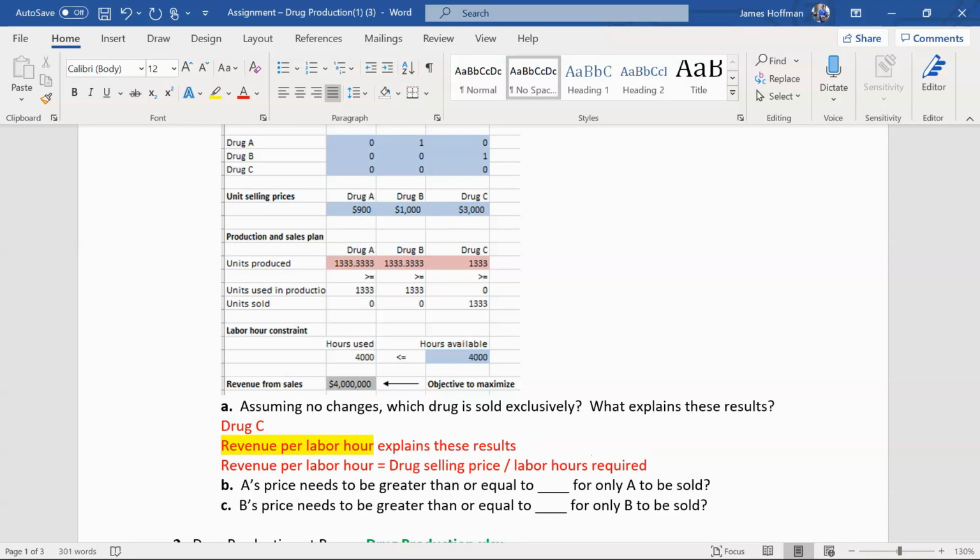Okay, so this is essentially the same thing we did in the exercise after example 4.5. Revenue per labor hour in this context is just the drug selling price divided by the labor hours required to make that drug. The total labor hours count too, including any labor hours that went into the drug ingredient.